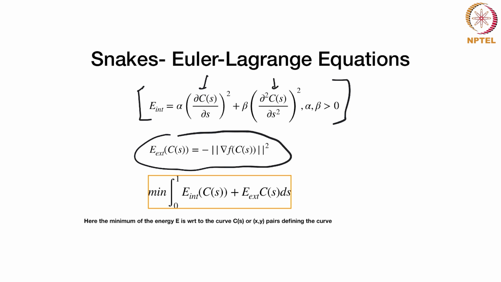This second term is just to make sure that the curve is not too wriggly. If you have an object, let's say, that's the object that you are trying to segment, you don't want some curve going like this.